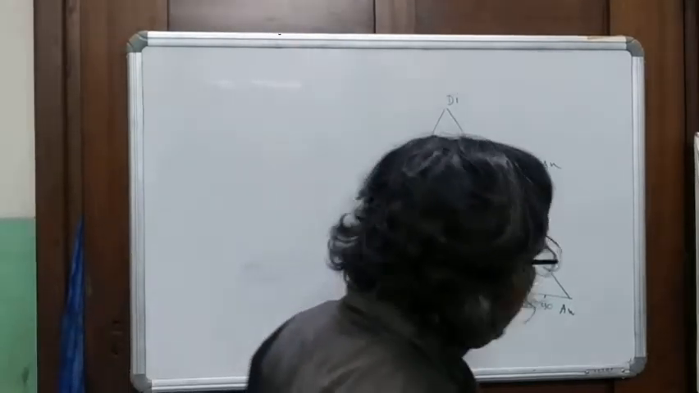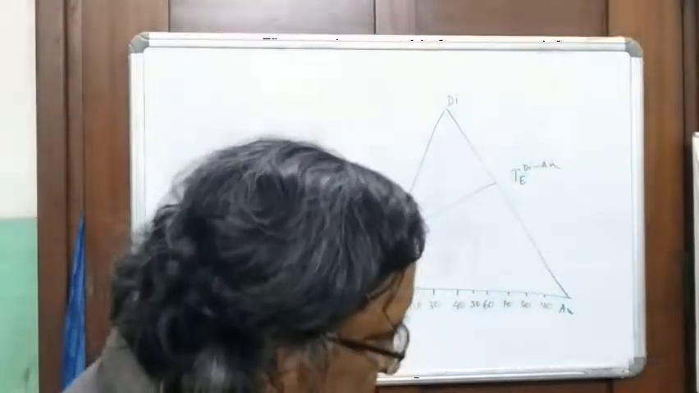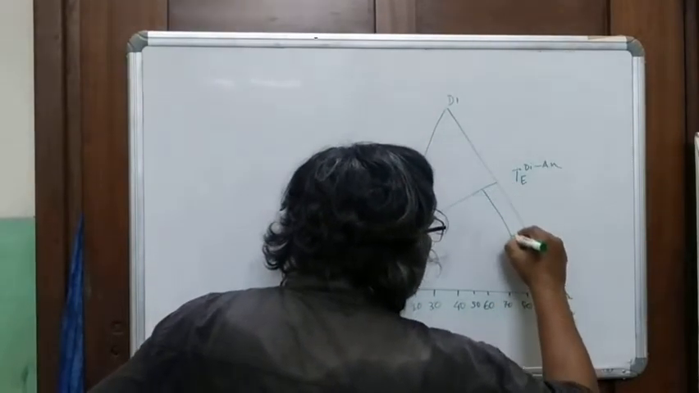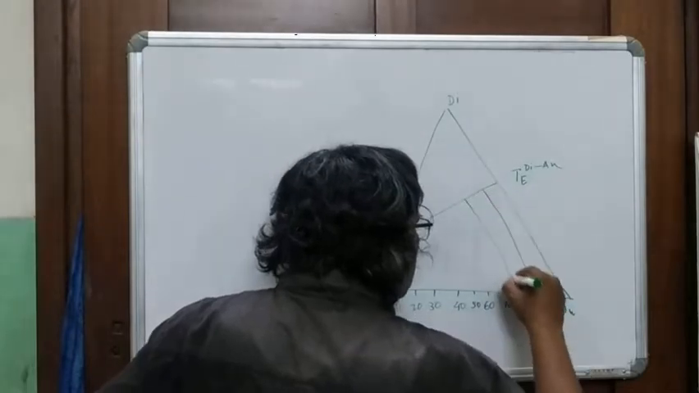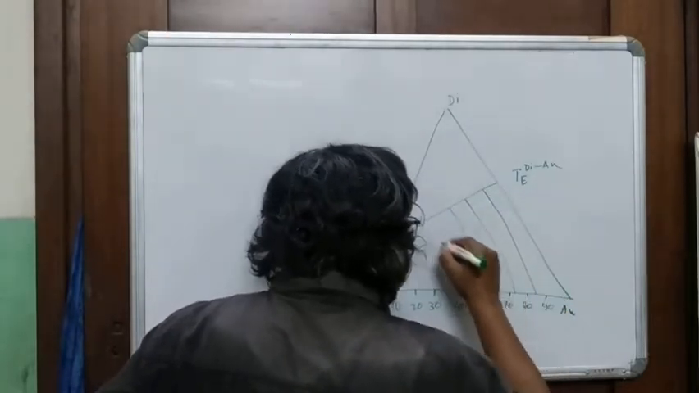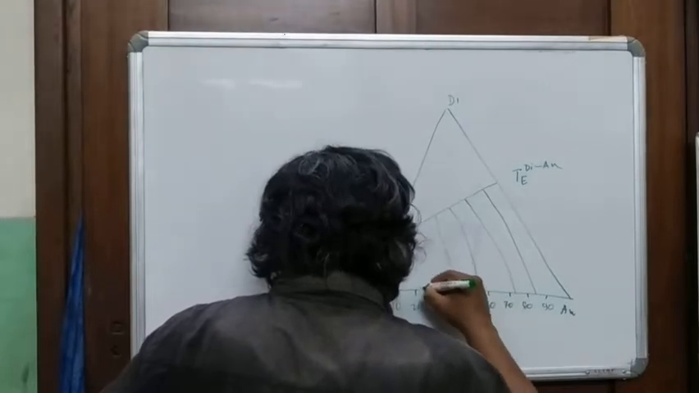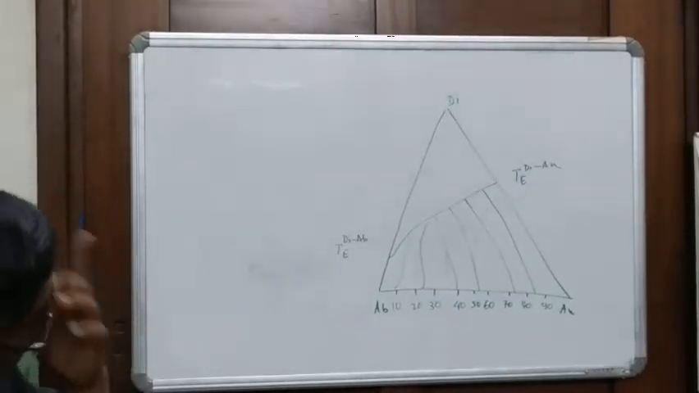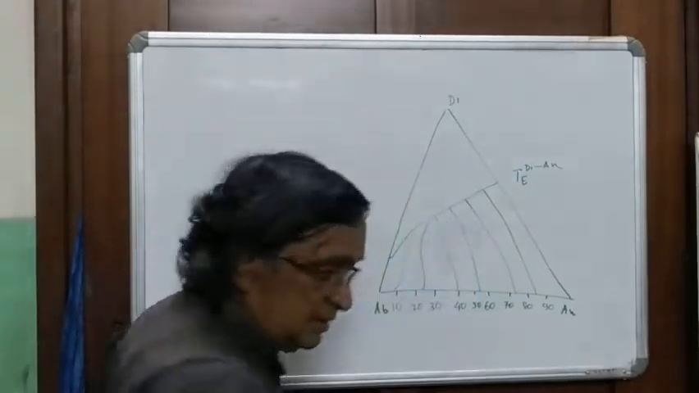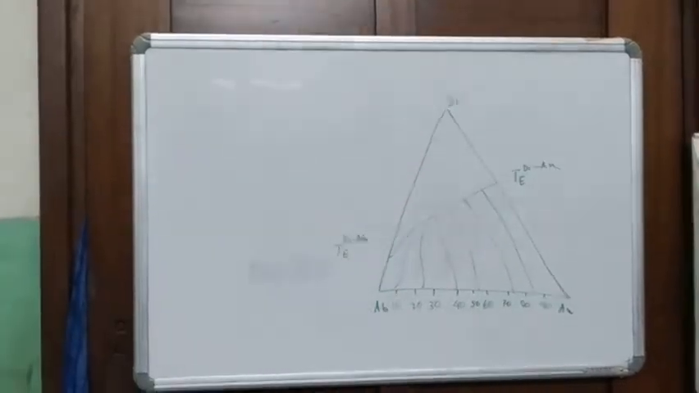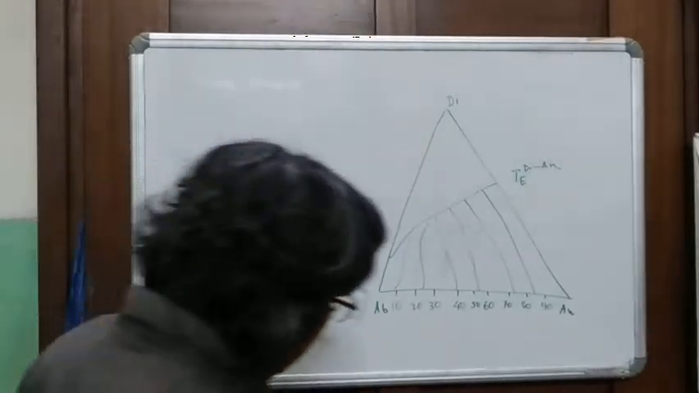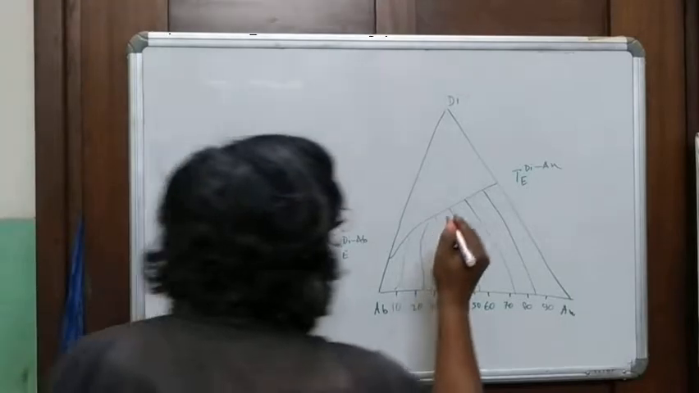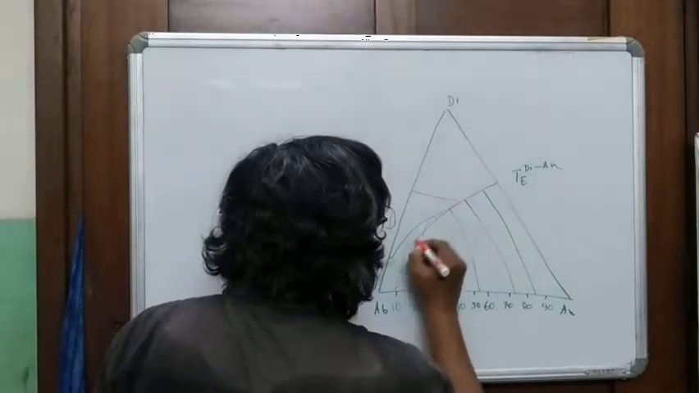So that's the phase diagram, and you now know the isopleths. So the isopleths look like this. And then we have the isotherms. Let me use a different color. So we have the isotherms which intersect like this.